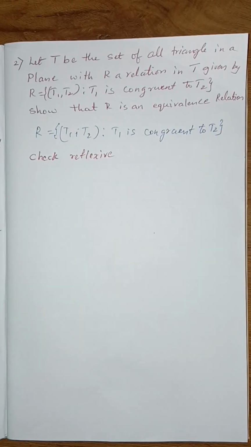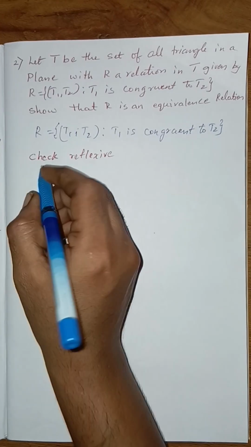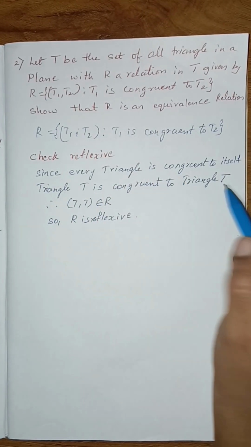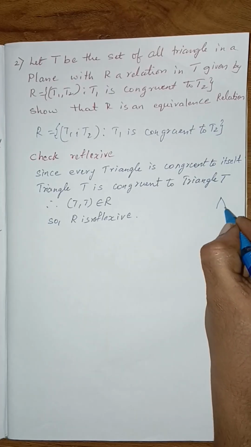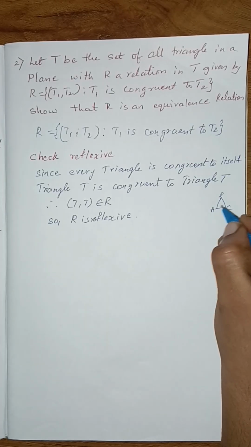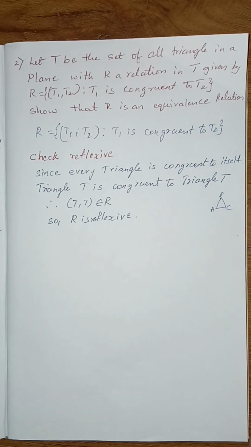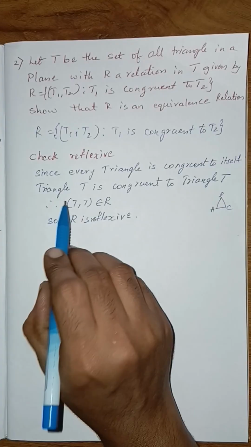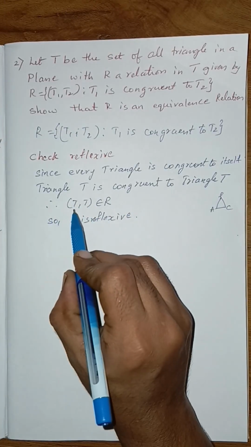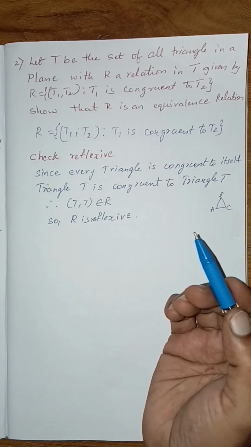For the reflexive relation: all the triangles are congruent to themselves. We know that every triangle is congruent to itself. If you take a triangle ABC, this triangle is congruent to itself. So all triangles will be congruent to themselves. So obviously triangle T will be congruent to triangle T. Therefore (T, T) also belongs to R. So R is reflexive.